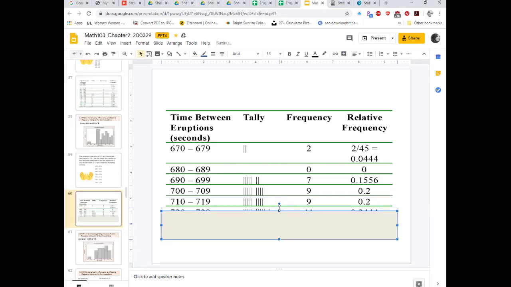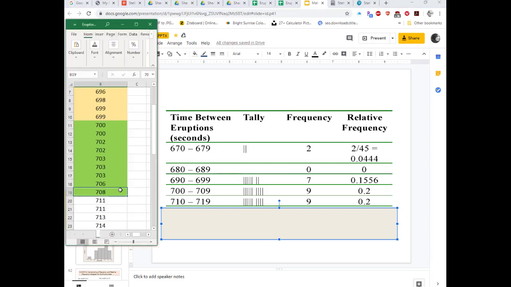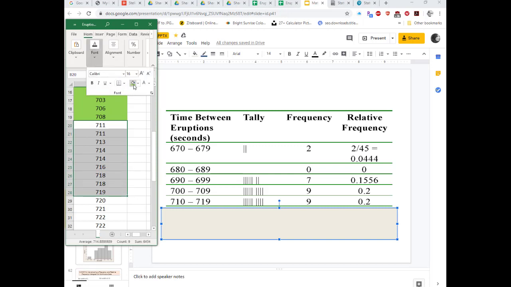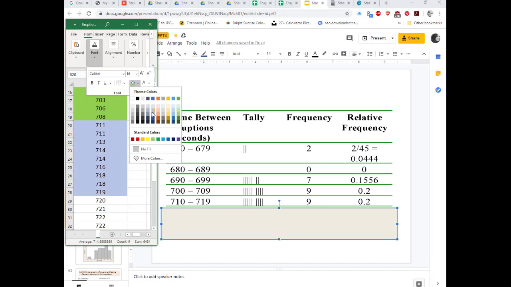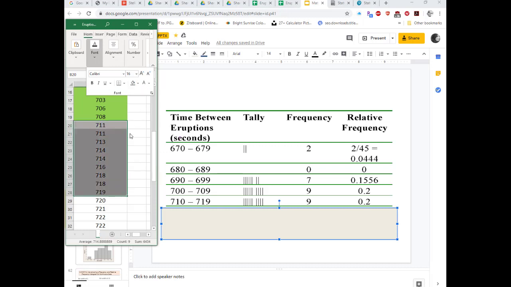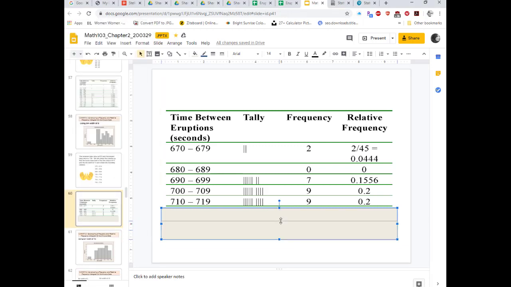The next number that we're going to look at is between 710 and 719. So I'm going to bring this up. 710 to 719, so 711, 713, 714, 716, 718, 719. Okay, all of these will fit, and let's make this a gray. Okay, so again, I have 9 out of 45. My relative frequency is still 0.2. Drag it down to the next bin.